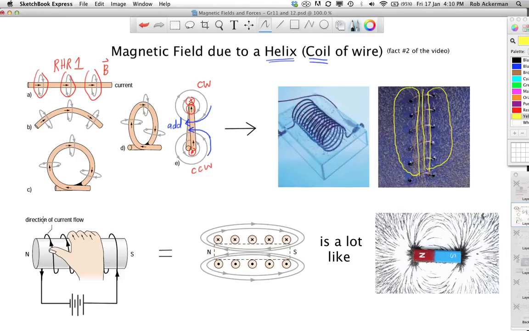First of all, we take our right hand once again and we imagine a coil of wires, a helix. This is also sometimes referred to as a solenoid. So you'll hear me alternatively refer to a helix, a solenoid, or a coil.